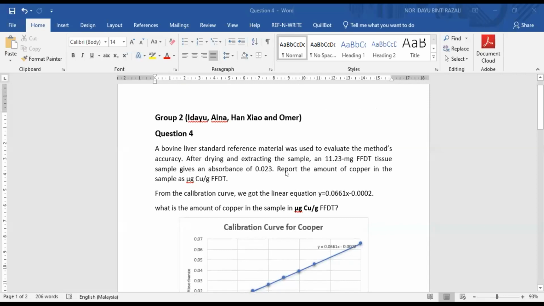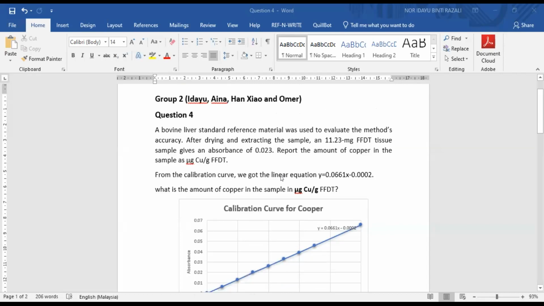Okay, we are from group 2: me, Idayu, Aina, Hanzel, and together with Omar. For question 4, a bovine liver standard reference material was used to evaluate the method's accuracy after drying and extracting the sample. An 11.23 milligram fat deposit tissue sample gives an absorbance of 0.023. Report the amount of copper in the sample in microgram per gram of FDT.